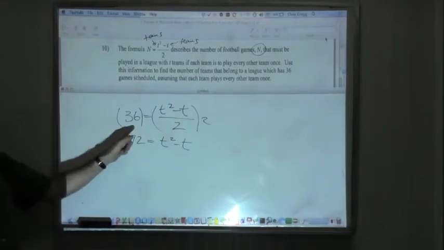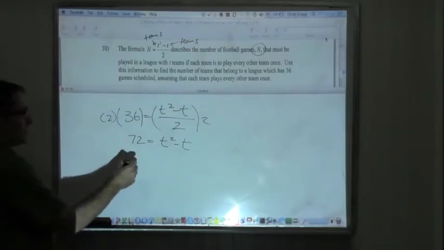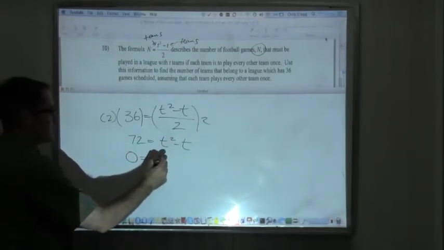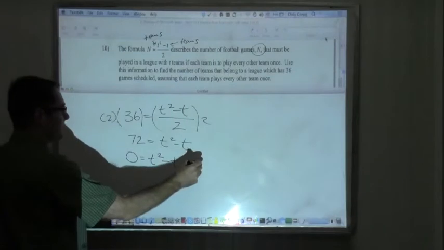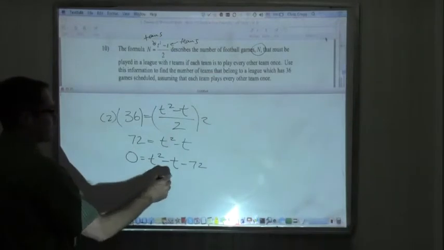36 times 2, I multiply both sides by 2. Subtract 72 from each side. You get 0 equals T squared minus T minus 72. Does that look familiar? It does, right? Factor it.